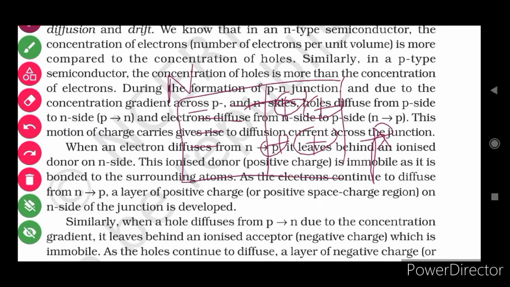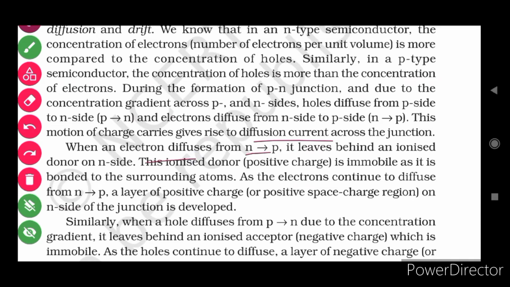Holes diffuse to this side and electrons diffuse to this side, and there will be recombination of electrons and holes. This gives rise to diffusion current. It is for a very short period of time when the junction is formed. When an electron diffuses from N to P, it leaves behind an ionized donor on the N side.